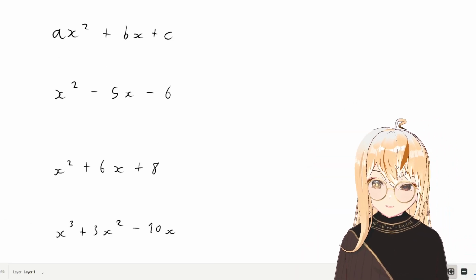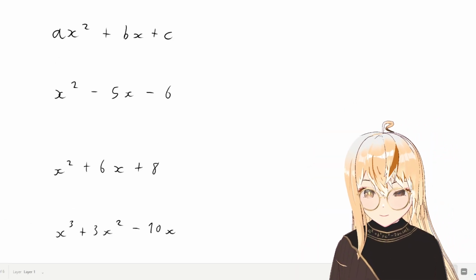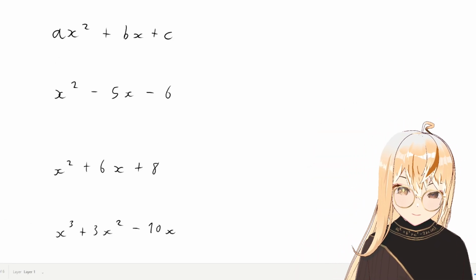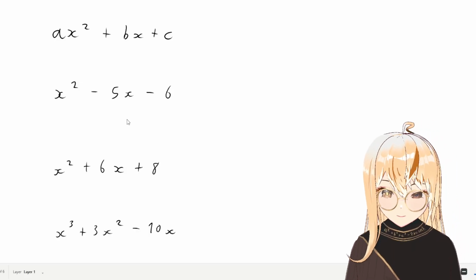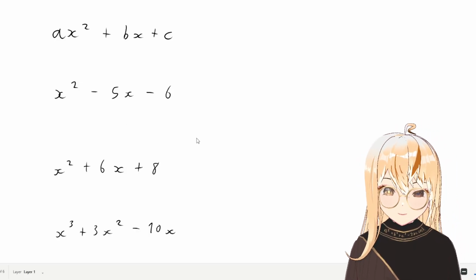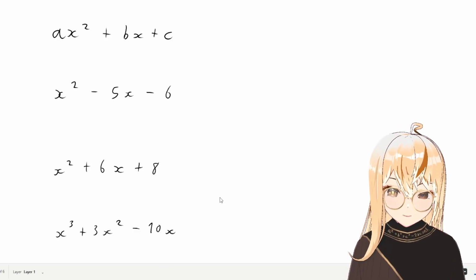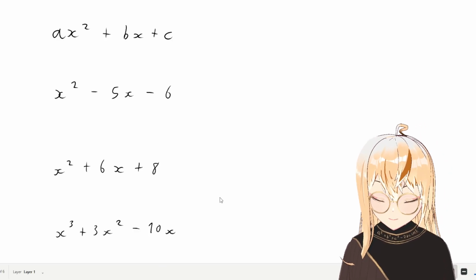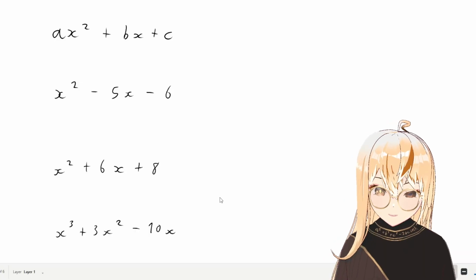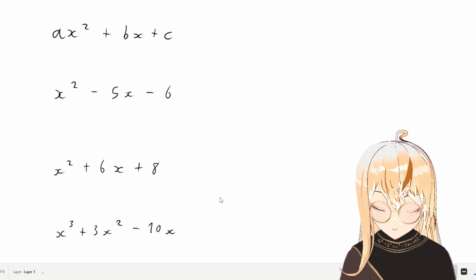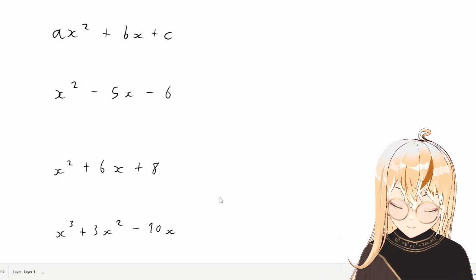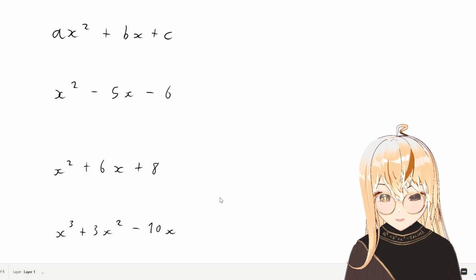Right, so the general form of a quadratic is ax squared plus bx plus c. So x squared minus 5x minus 6 and x squared plus 6x plus 8 are examples of quadratic expressions. Imagine the question is to factorize these. How are you going to do that? What we want to do is factorize these into double brackets.